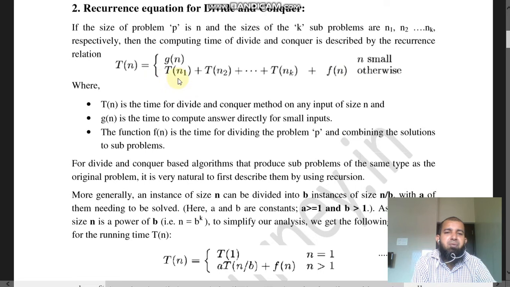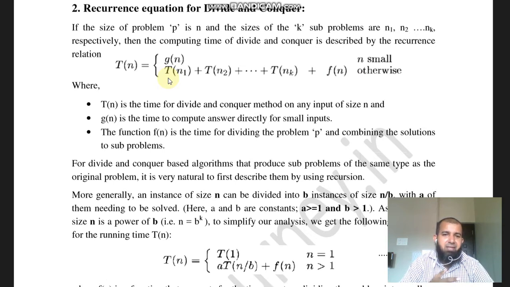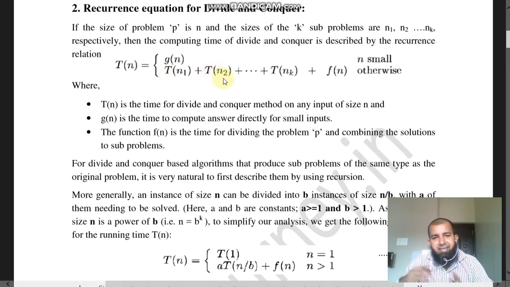So T of n1 is what? The computing time of the subproblem of size n1. Then the computing time of the second subproblem of size n2, like this. And f of n is the time taken to divide and combine. Where T of n is what? T of n is the time for the divide and conquer method on any input size n.